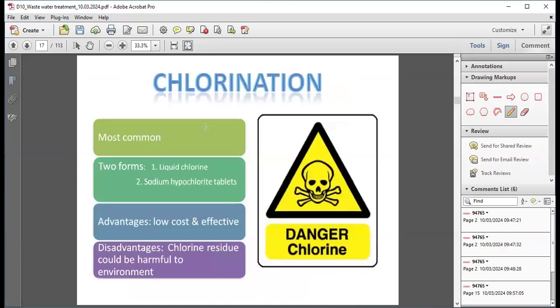For chlorination, the two most common forms are liquid chlorine, sodium hypochlorite, and chlorine tablets. I think they are available at the water supply and drainage board. Advantages: low cost and effective. Disadvantage: chlorine residue could be harmful to the environment.